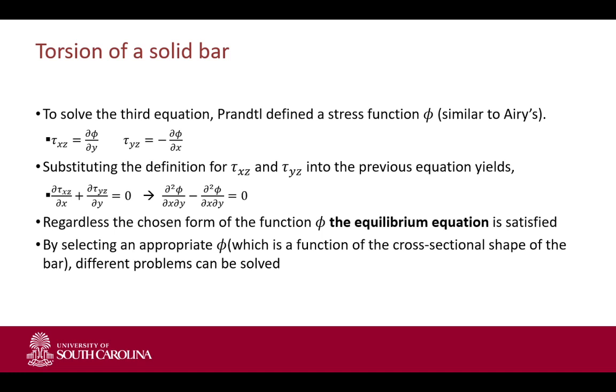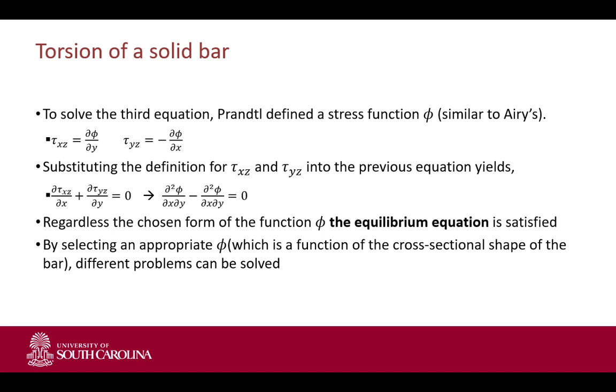So what we can do is substitute that back into our third equation, where we have the partial derivative of tau xz with respect to x plus the partial derivative of tau yz with respect to y equal to 0. If you plug that in, we get the second order derivative of phi with respect to x and y minus the second order derivative of phi with respect to x and y again equal to 0.